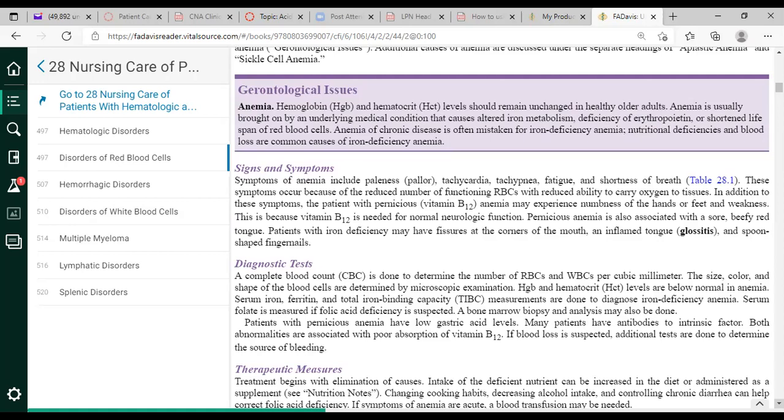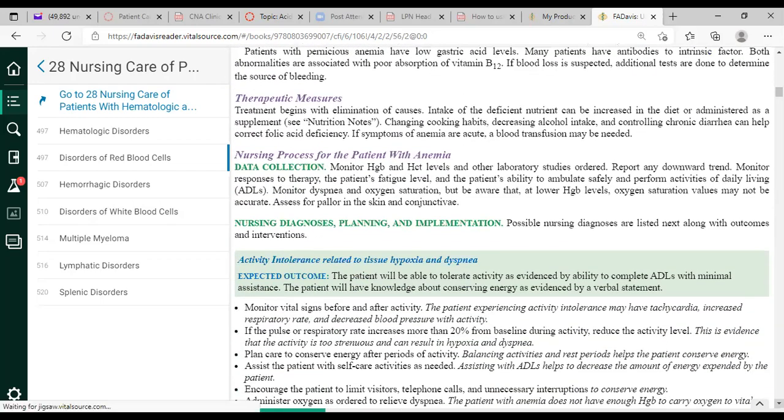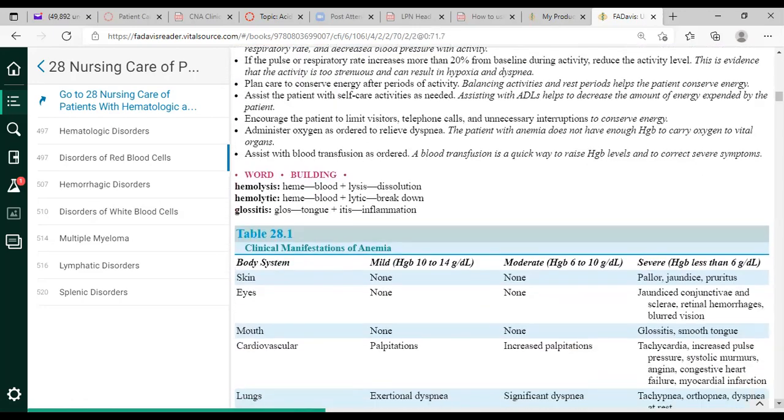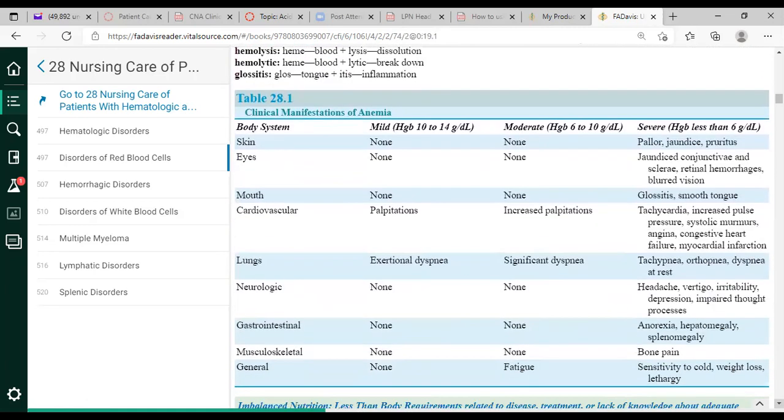Okay. It also points out under signs and symptoms that patients who have pernicious anemia typically have an inflamed tongue, which is called glossitis. It can appear beefy red, and a beefy red looking tongue can be a sign of pernicious anemia. It also gives you a list of clinical manifestations of anemia. We definitely know that pallor is one that actually presents.